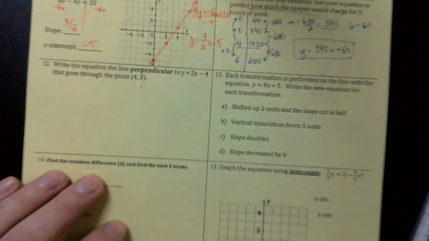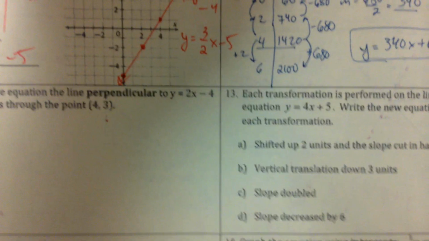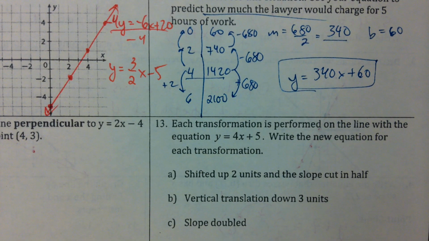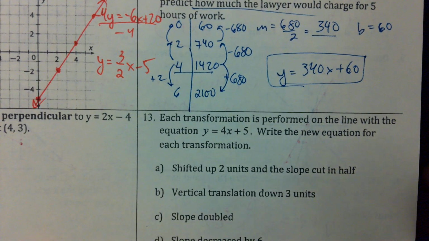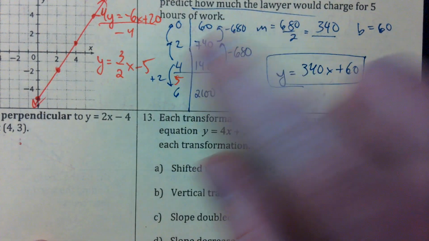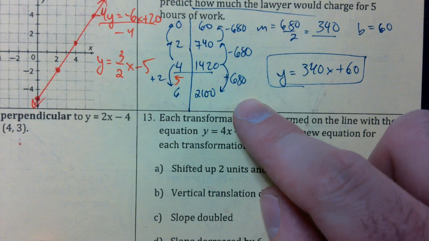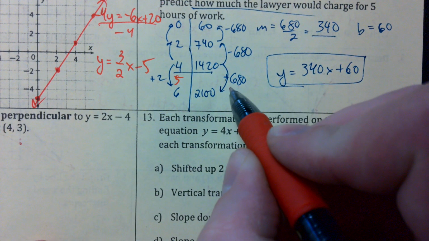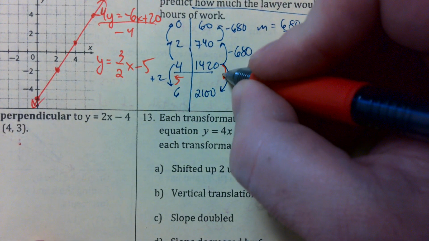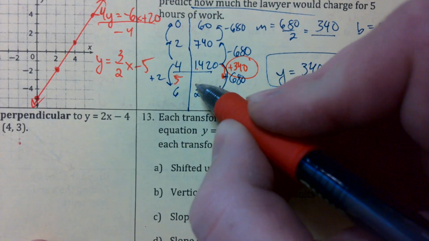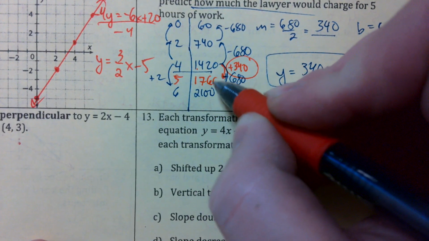Here's another way we could have done it. If I had gone the table route, where would 5 hours be on my table? In between 4 and 6. So if I cut this in half, instead of going plus 2, now it's plus 1. I'm going to cut this in half too. Plus 340. 1420 plus 340 is 1760.